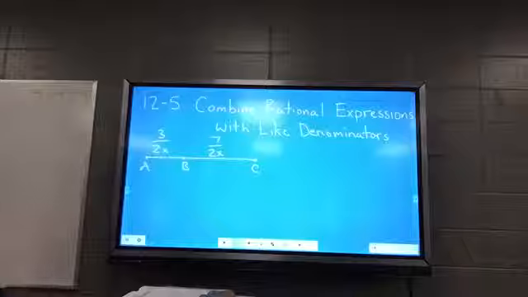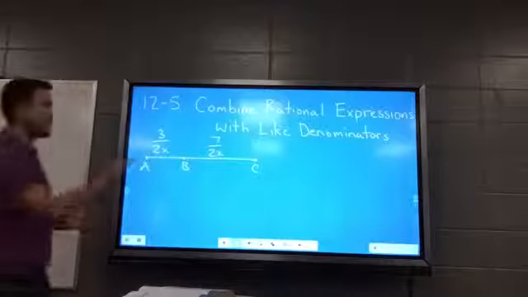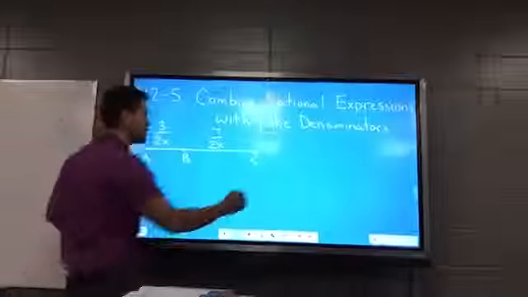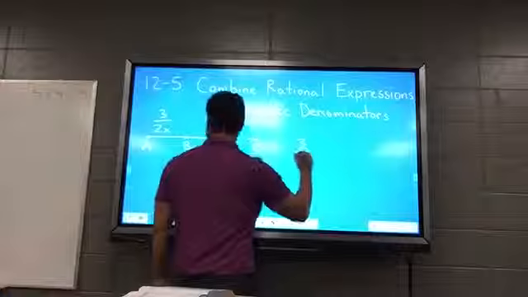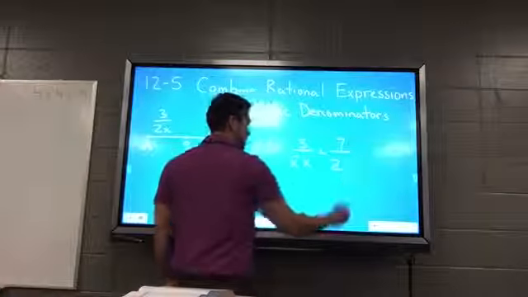How do I find the measure of segment AC? Add the two. I have to add these two values. Do you agree with that if I'm trying to find AC? All right, good. So here's my addition problem. 3 over 2x plus 7 over 2x.